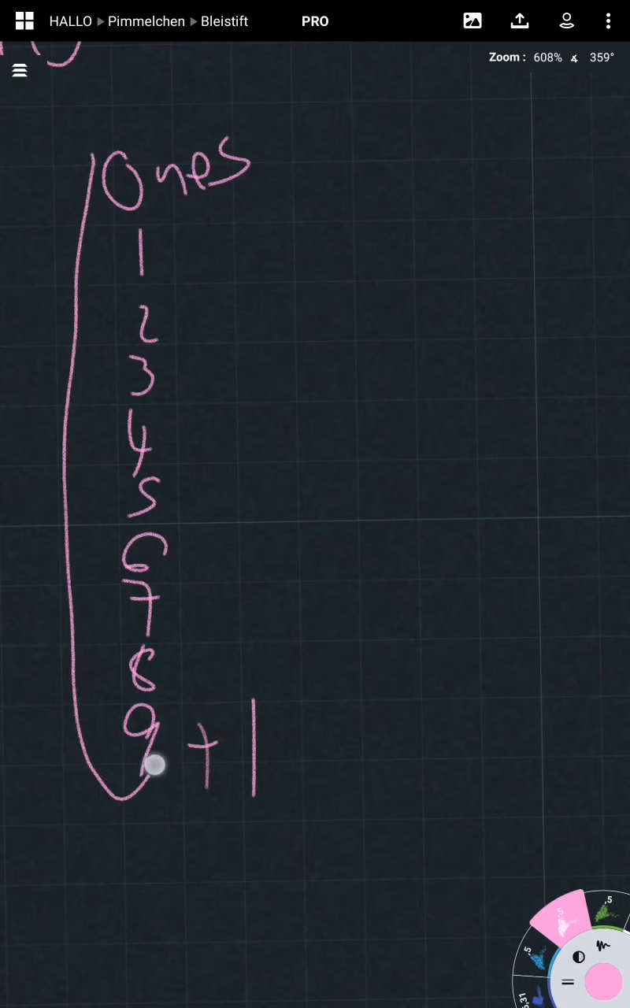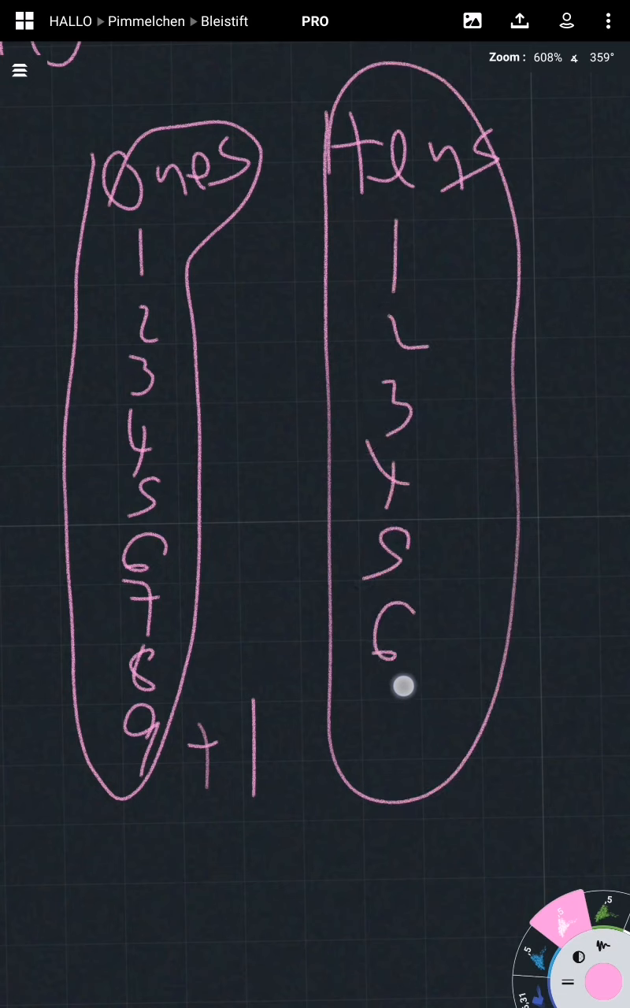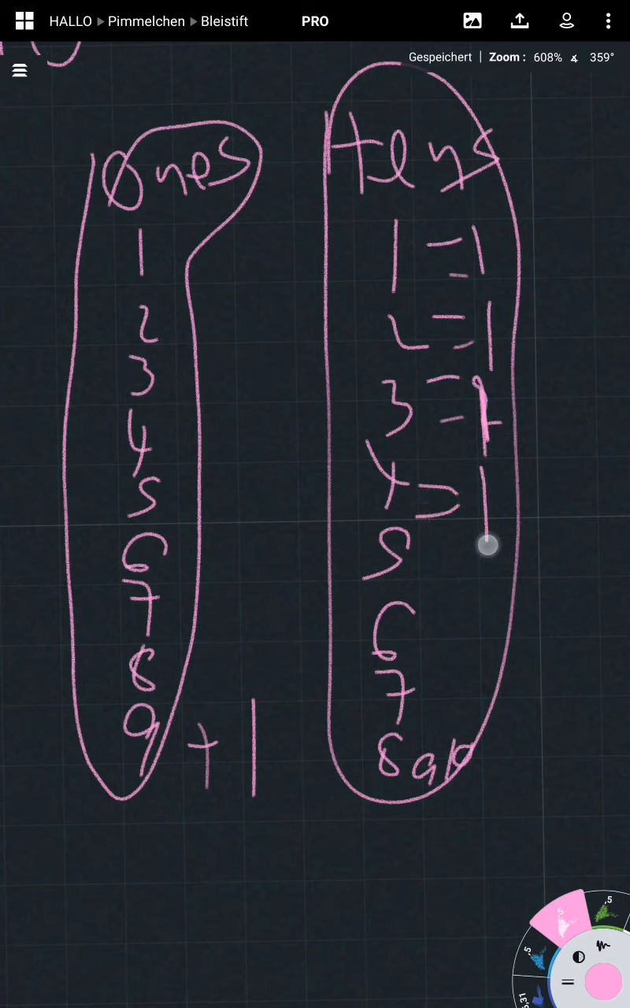Like this is the bag of 9s, and then you have one more, then you open up the bag of 10s, and what is in the 10s? There's 1, 2, 3, 4, 5, 6, 7, 8, 9, 10. Like let's say 1 and another one. This is the wrong sign, but I hope you get what I mean. If you count them 1, 2, 3, you're at 4, and then you're at 5.